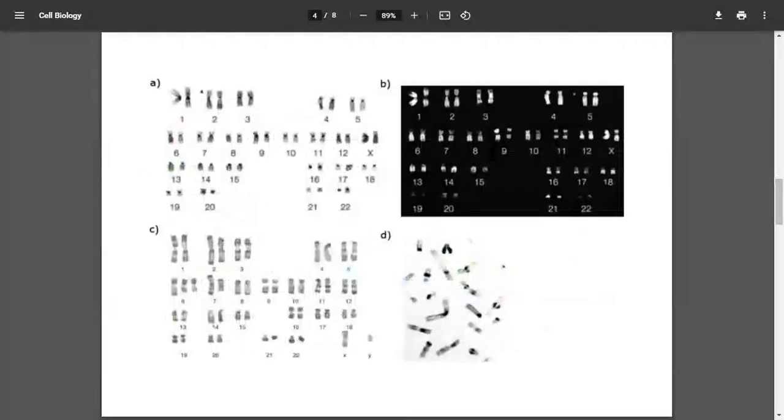Okay, let us see a figure here. If you can see this figure here, he is actually showing us the karyotype, the diagrammatic representation of the chromosomes. If you can see here, this is the first pair, second pair, third pair, fourth pair, fifth pair, and so on till the 23rd pair.